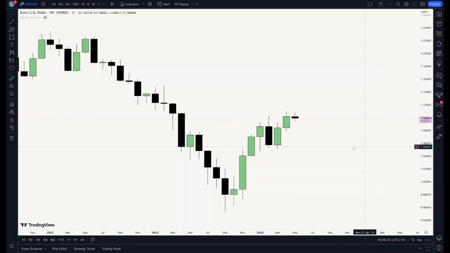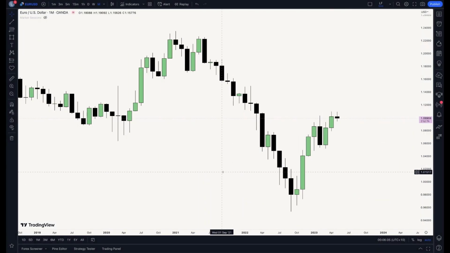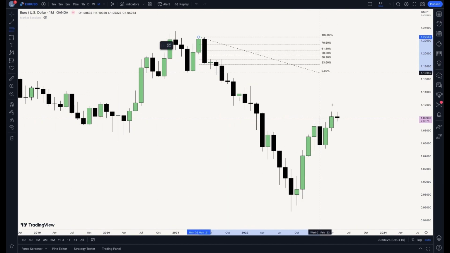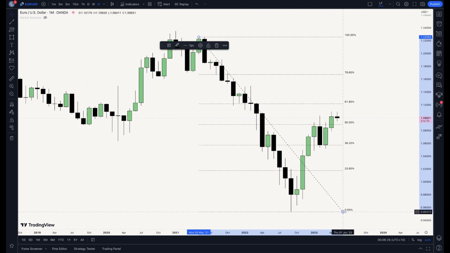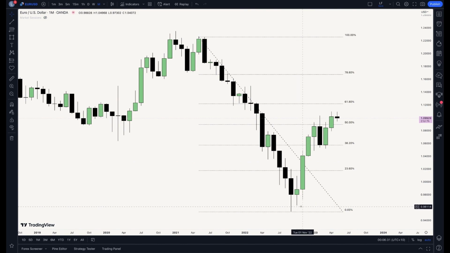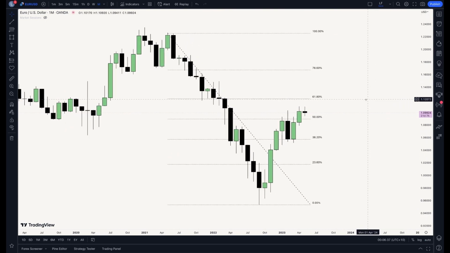So I start my analysis on the monthly time frame, and as we can see, price has been traveling from June 2021 to September 2022. It's been making a big downtrend, and currently it's doing a bit of a run up. So if I put a Fibonacci tool here, from swing high to swing low, we can see price has traveled up and past the 50% mark. What I notice is that price is now in a premium.